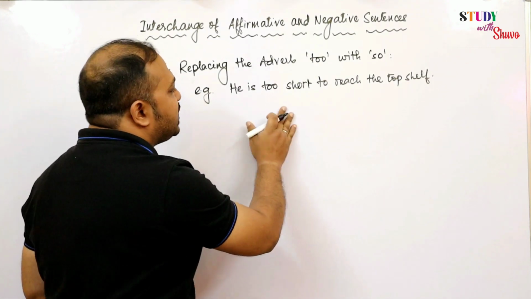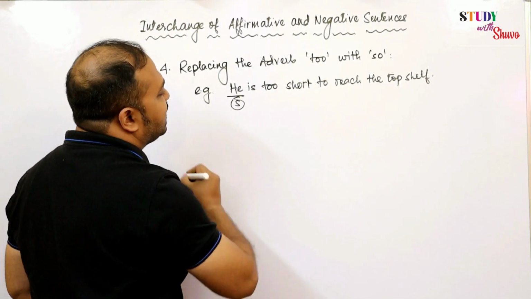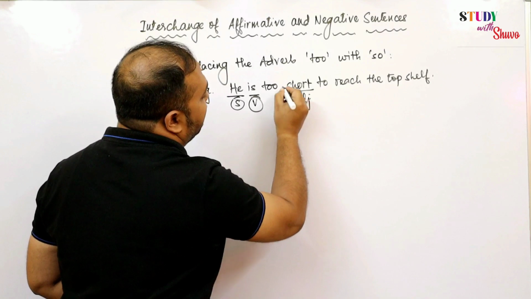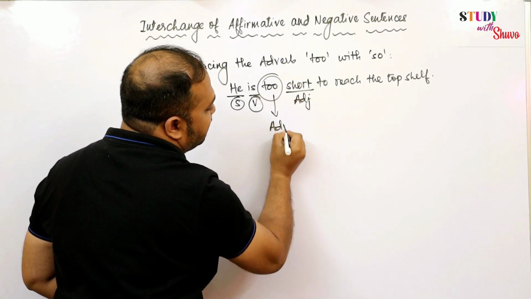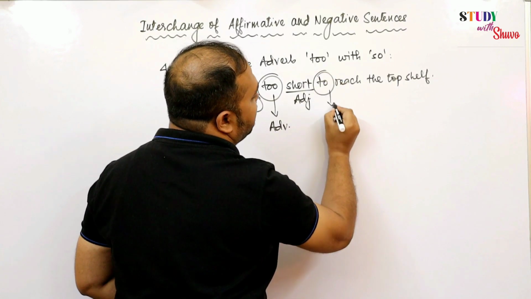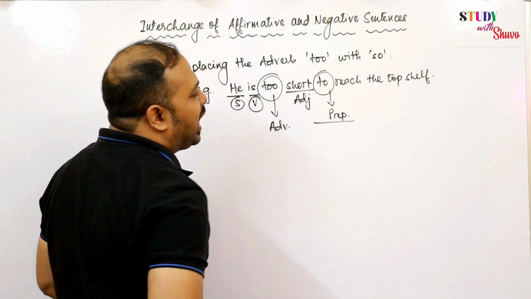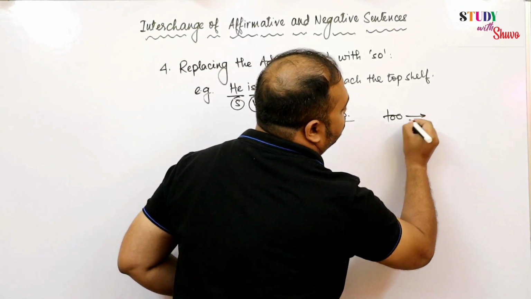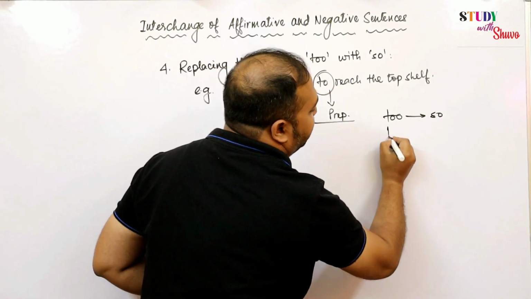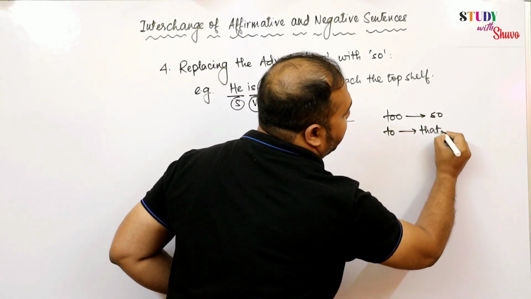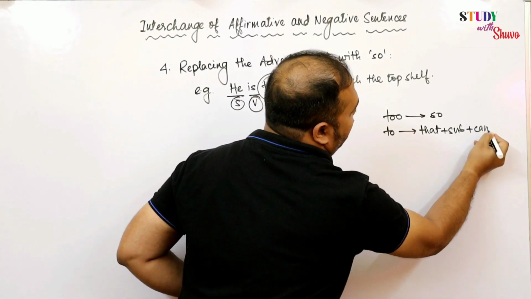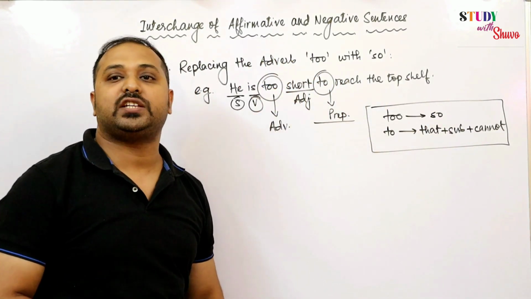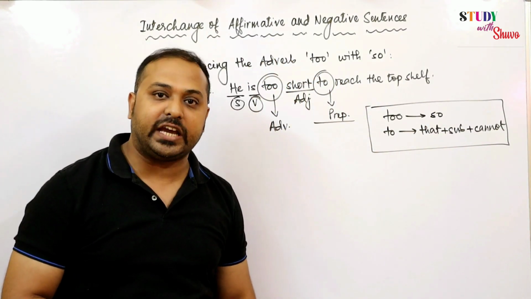Now, let's understand the sentence structure. Here the subject of the sentence is he, the verb is, the word short is an adjective, and the word too is nothing but an adverb. And here we have a preposition to. Now we have to apply a simple rule. Replace the adverb too with so, and replace the preposition to with that plus subject plus cannot. This is the rule that you need to remember if you have to change a sentence from affirmative to negative.